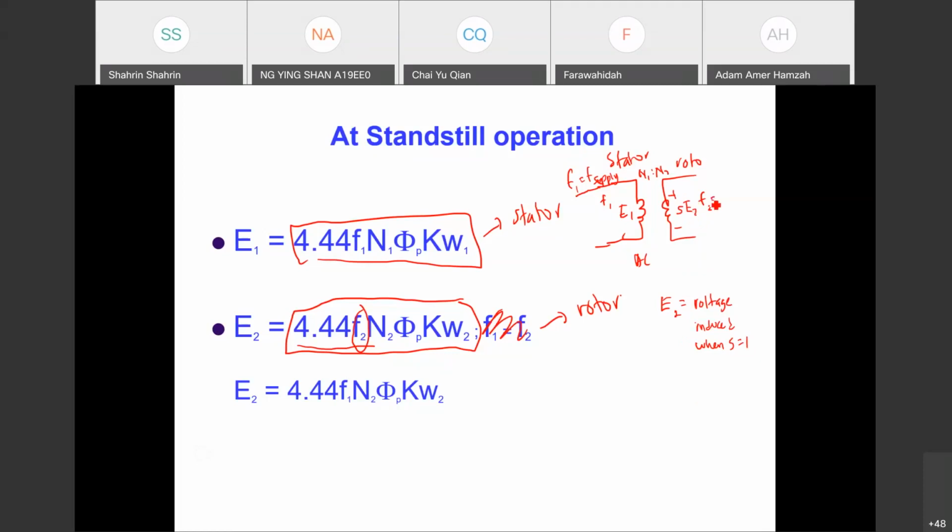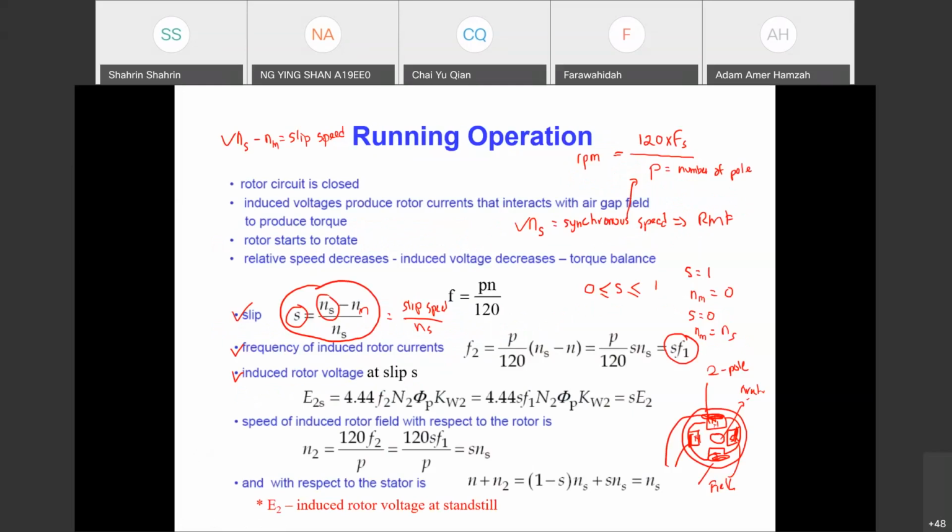So also for the frequency. The frequency also depends on the slip. The frequency of the rotor is S F1, while the voltage induced inside the rotor also depends on the slip, which is S E2. Okay, so we have the frequency for the rotor and the voltage induced inside the rotor.